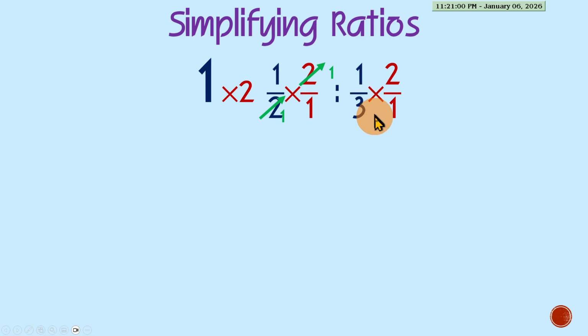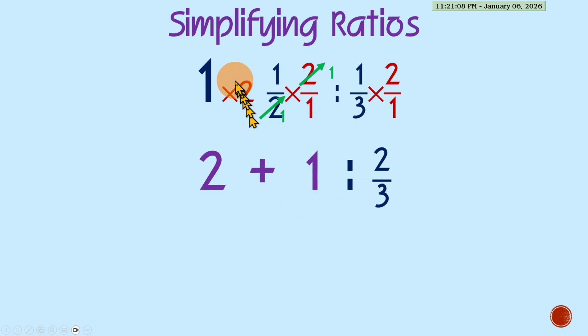We get to the right side. There's nothing that can cancel. So multiplying numerators, you get 2. Multiplying denominators, you get 3. So this is 2 from multiplying 1 by 2, and then this portion is 1. So this is going to give us 3 on the left.